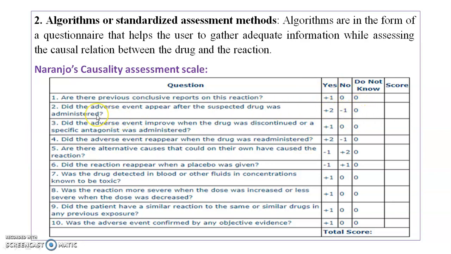The questions go like this, a total of 10 questions, where you identify whether the reaction appeared after readministration of the drug. If so, it is +2. If not, it is -1. Did the reaction reappear when the placebo was given? If yes, -1; if no, +1. So these are the 10 standard questions we use to identify causality in a particular ADR.